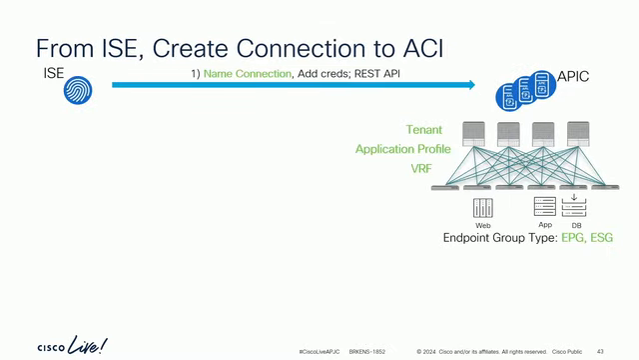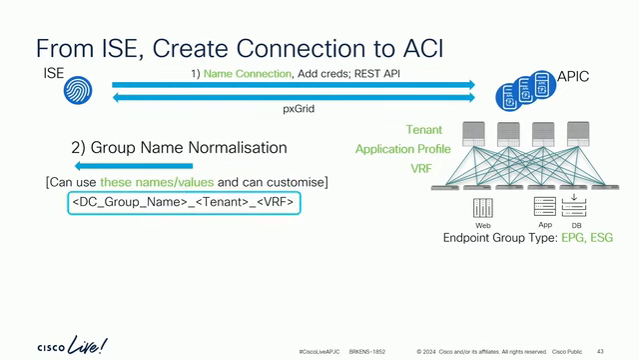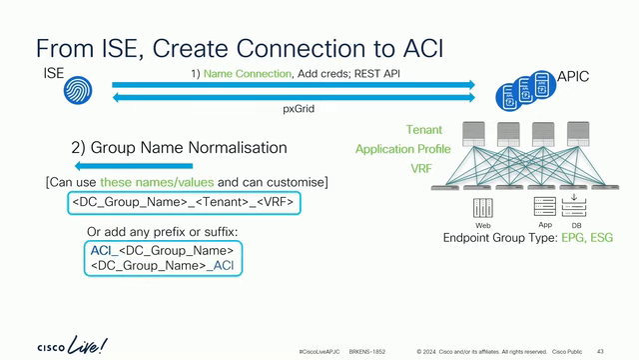So we make a connection to APIC, but we set up this pxGrid, proper context sharing technology. Group name normalization: we bring the group name back from ACI, back from the APIC. But what name do you want to call it? You may want to call it the same name. You may want to put a prefix or a suffix on it, because that's an option here. You may want to use some of the attributes from ACI, like the VRF or what have you, to rename that in ISE, so the admins in ISE can say, oh, this has come from ACI and it's come from that VRF or whatever. So it's the naming you can change.